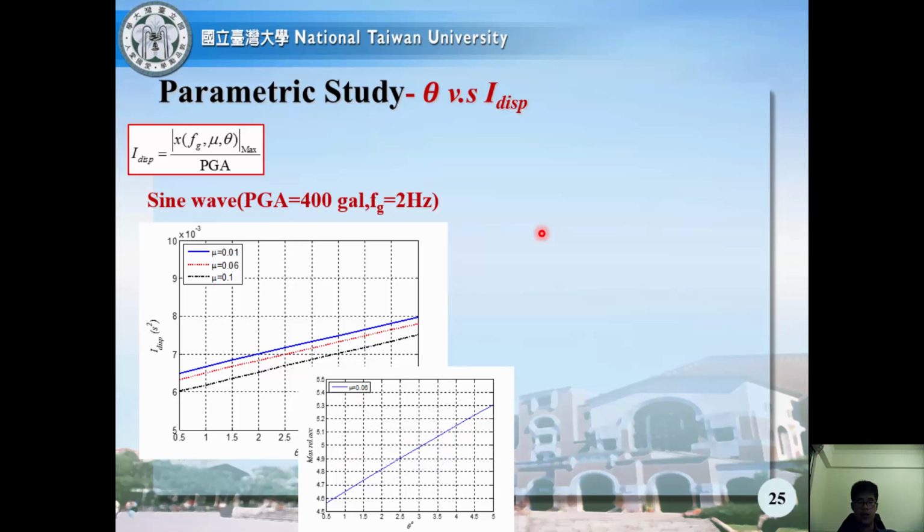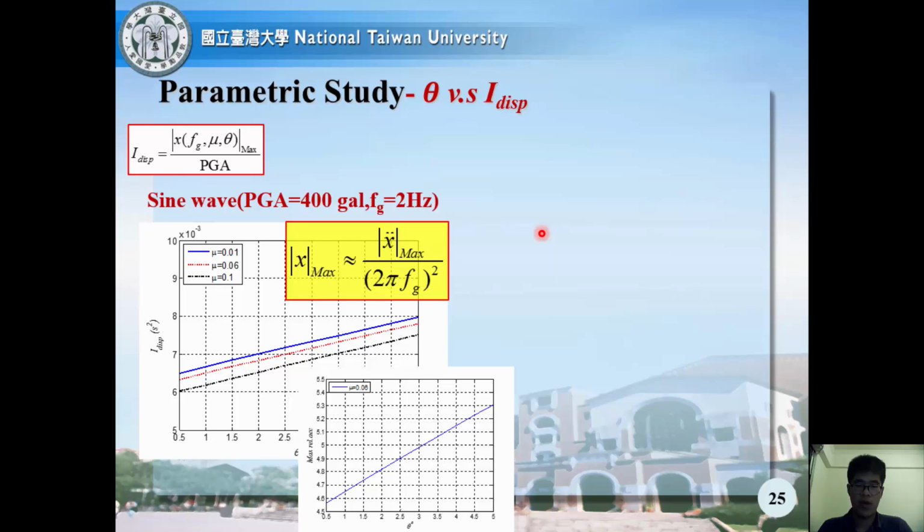This figure shows the maximum relative acceleration, and we may see that the maximum relative acceleration will increase as theta increases in a nearly linear relationship. So by the approximate relationship between the relative acceleration and the relative displacement, this gives us an idea that the displacement response will have a nearly linear relationship with the inclination angle theta.